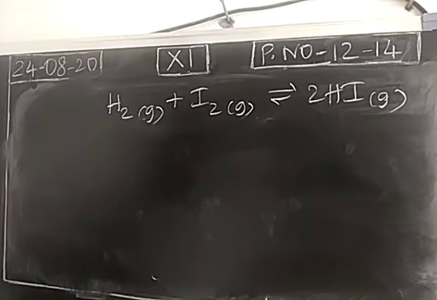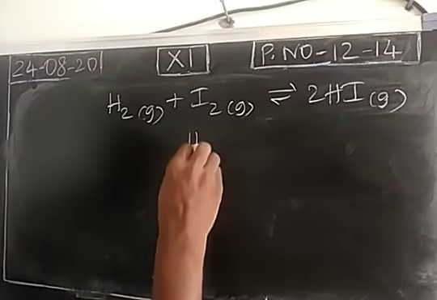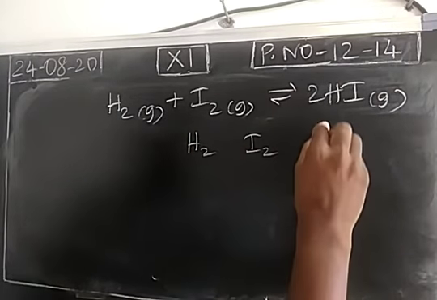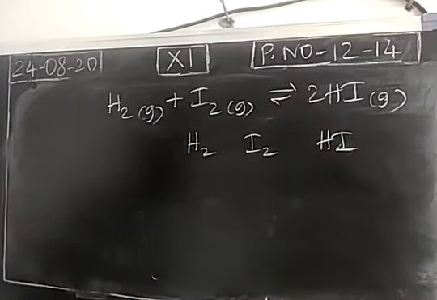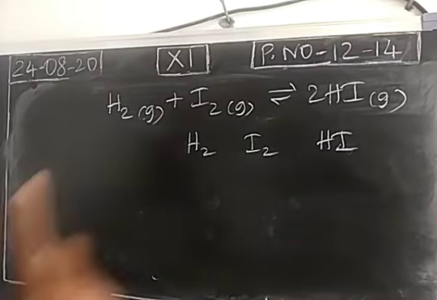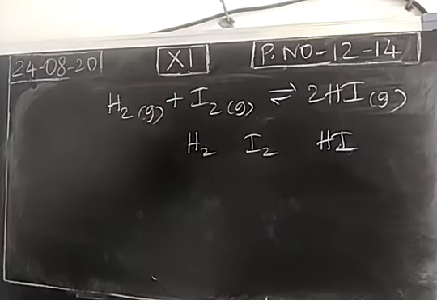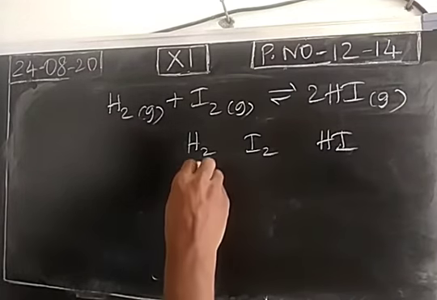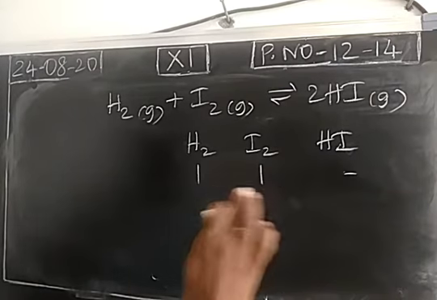Based on that, a problem is given in your book, page number 13. So as usual, we have 3 substances. Hydrogen and iodine are the reactants. Hydrogen iodide is the product in the forward process. Now in the book, they have given the initial concentration of reactants as 1 and 1. This is the initial concentration.